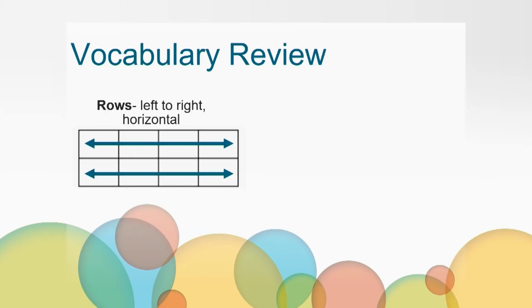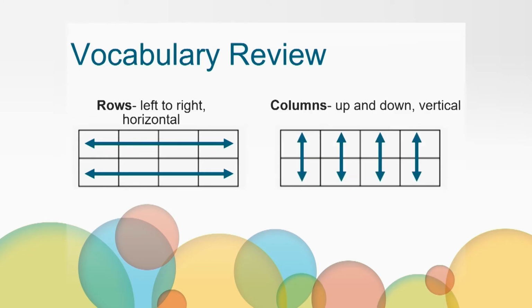Before we look at our arrays, let's review some vocabulary that we used last time. When we describe our arrays, we talk about how many rows they have. This array has 2 rows. Rows go across left to right. We can also say they go across horizontally. Another way we describe arrays is talking about how many there are in each row, which are also the columns. Columns go up and down and are vertical. This array has 4 columns.